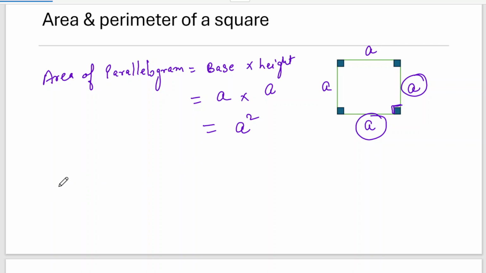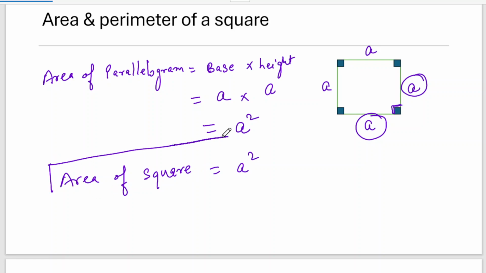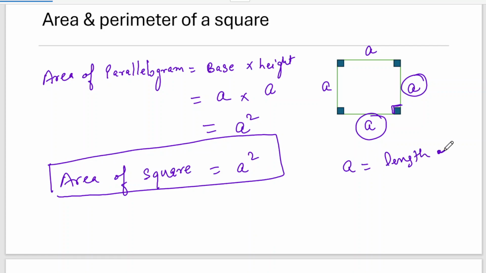That means in another simple way, we can say that area of square equals A square. Now, what is A here? A is the length of side of the square.